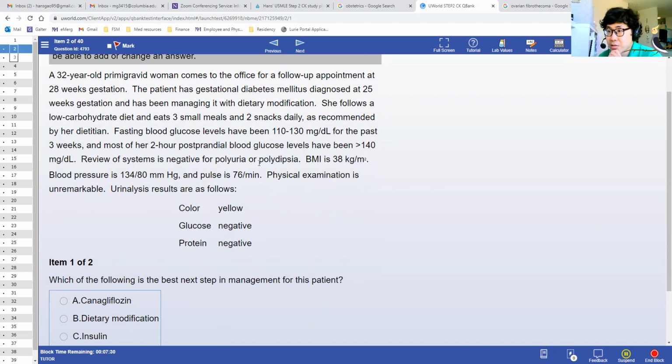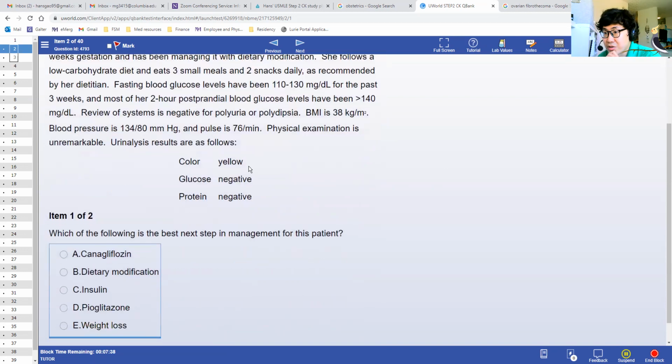So no symptoms actually. Okay. BMI 38, blood pressure elevated, pulse 76. Urinalysis as shown. Yellow, negative for glucose, negative for protein. Okay, so the glucose is elevated, but she's actually not losing it in her urine. Okay, that's interesting.